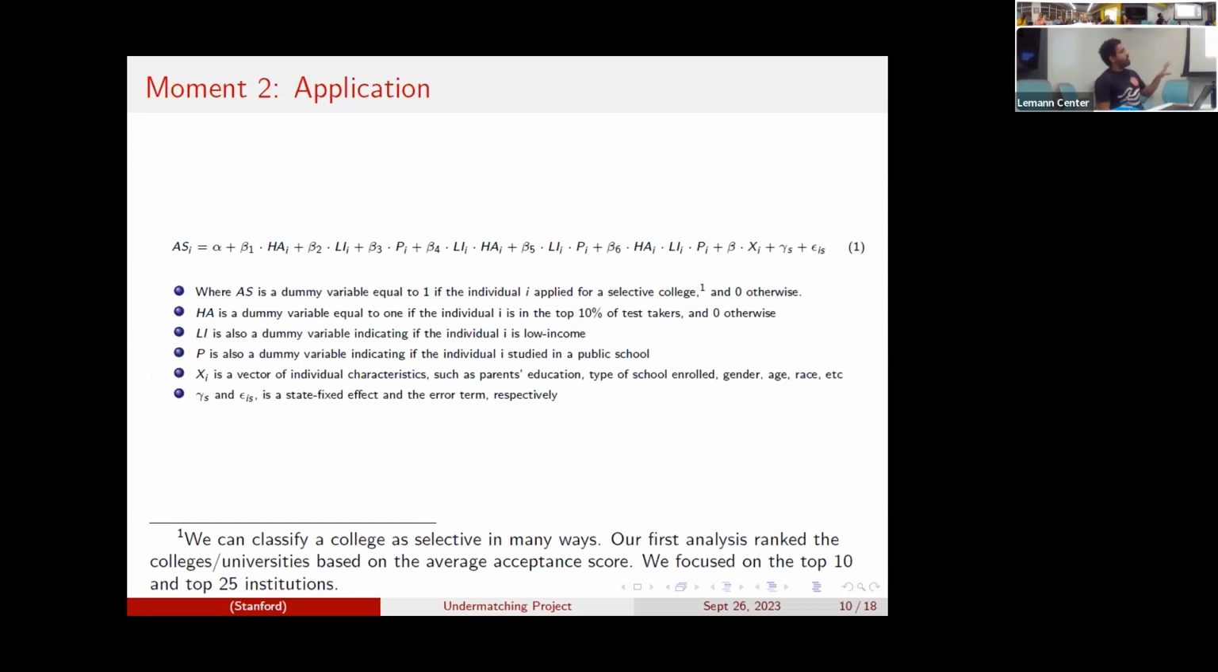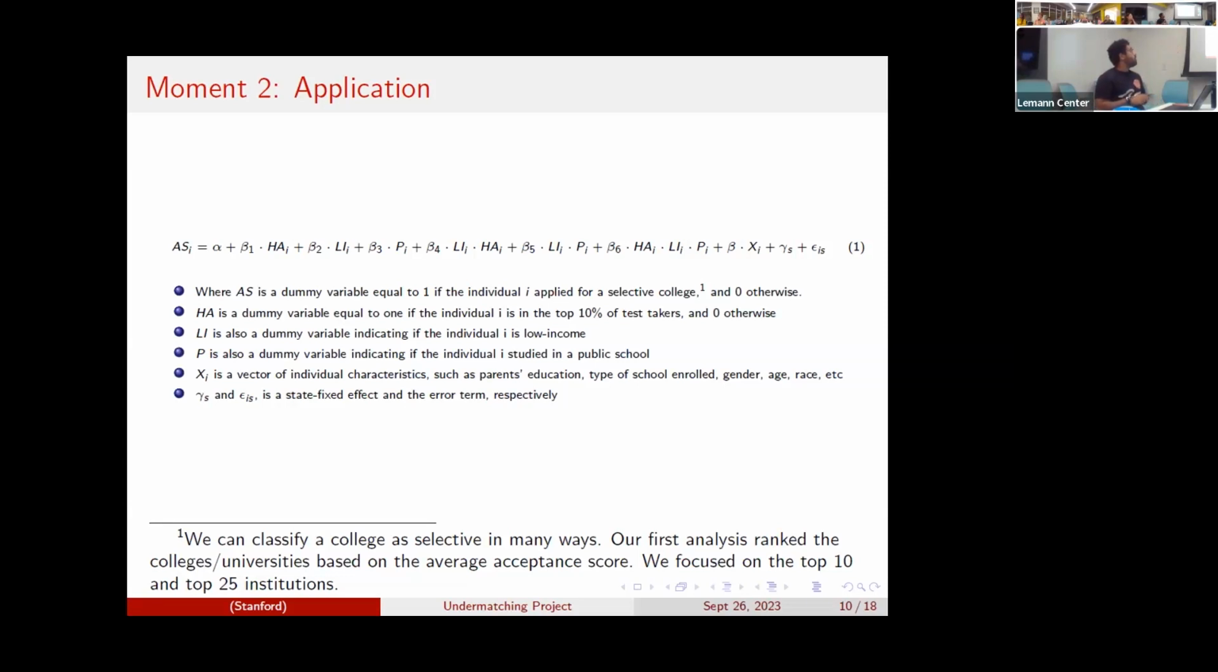So as I mentioned, we have 5 different moments. And basically here, we're going to show you some results for moment 2, the application, and later for moment 3, the enrollment. So the basic regression we are usually using here is where our dependent variable AS is a dummy, because 1 is if the individual applied or not for a selective college, and as I mentioned, we ranked the colleges based on the average score, 0 otherwise.